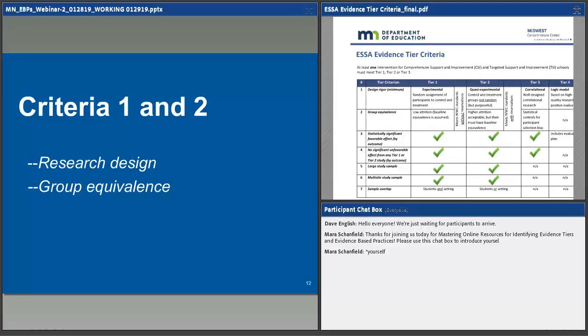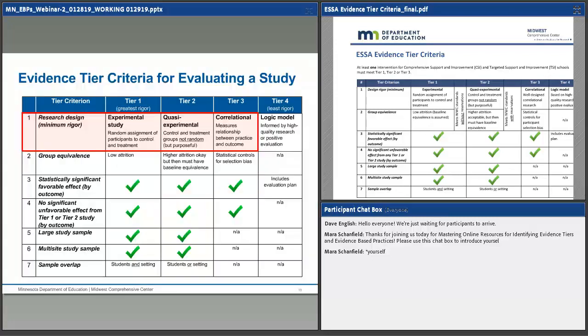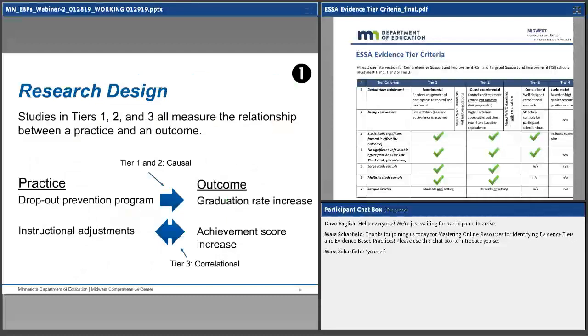All right, so let's talk about criteria number 1 and criteria number 2, which are research design and group equivalence. And again, follow along with the evidence tier criteria table that's in the other section of your screen, and that'll help ground this conversation. So we talked a bit about this last webinar, and we know that studies in tiers 1, 2, and 3 all measure a relationship between a practice and an outcome.